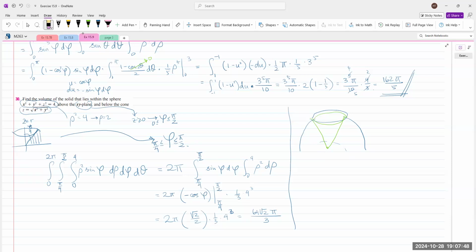Within the sphere, above the XY plane, below the cone. Now I start questioning myself. Below the cone, within the sphere. So is this what it looks like instead? So something is not right with mine, but above the XY plane.